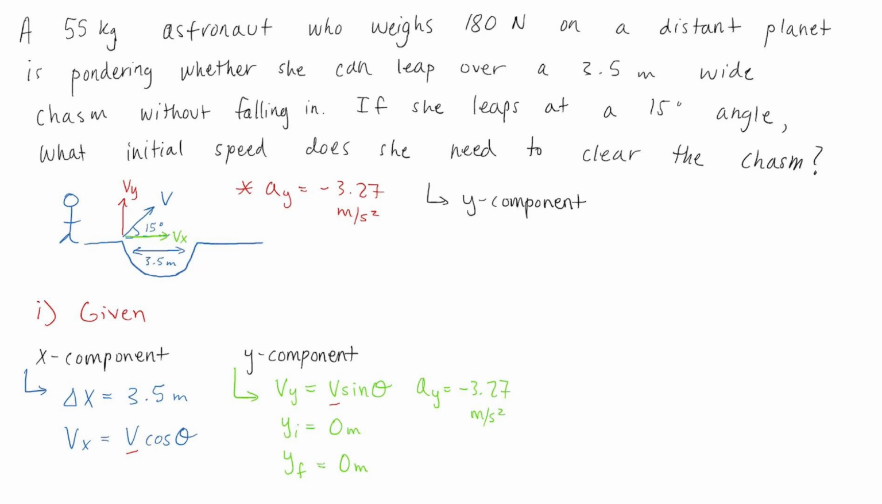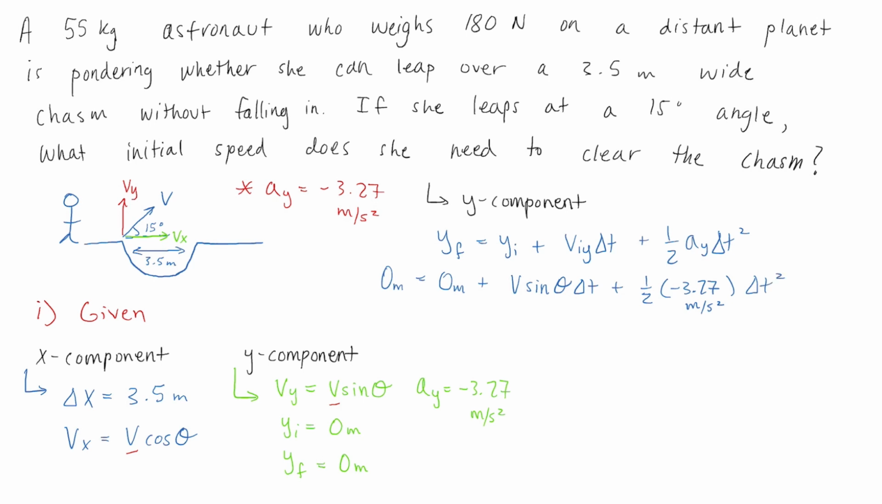So looking at our y component, we can use this kinematic equation to solve for delta t. And I chose this kinematic equation because it does not have Vf. We were not given any information about the astronaut's final velocity, so I want to use a kinematic equation that does not have Vf. And now with this kinematic equation, all I have to do is plug in my values. So the final position was 0 meters, the initial position was 0 meters, Viy, the initial velocity in the y component, can be replaced with v sine theta, and the acceleration in the y component can be replaced with negative 3.27 meters per second squared.